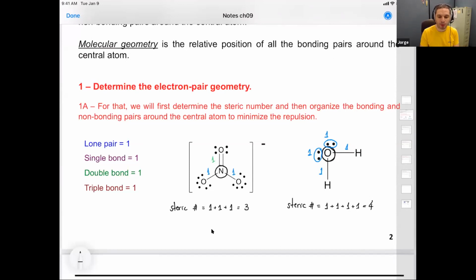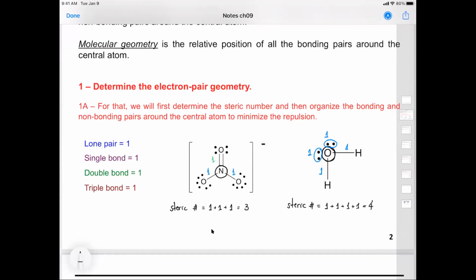Now that we know the steric number for the first case and the second case, we are going to try to organize the things that are around the central atom in space in a way to minimize the repulsion.